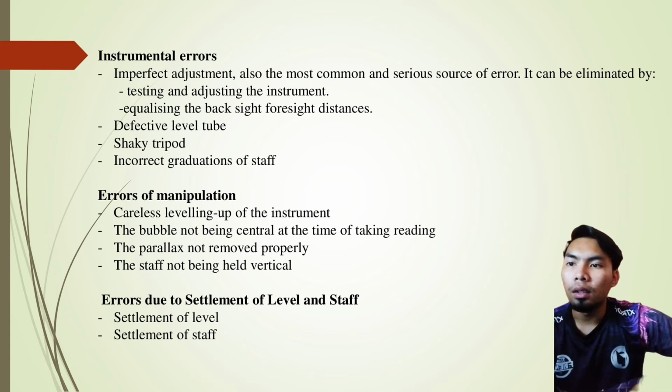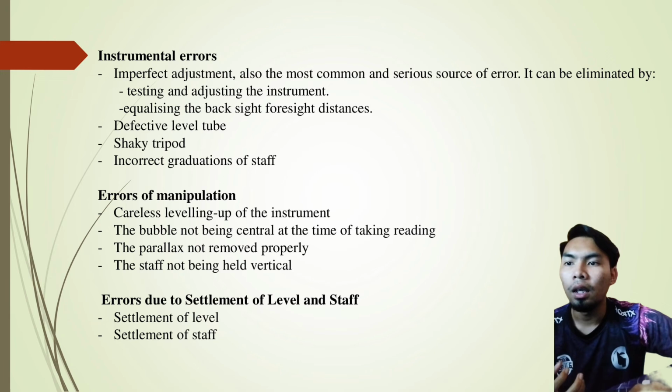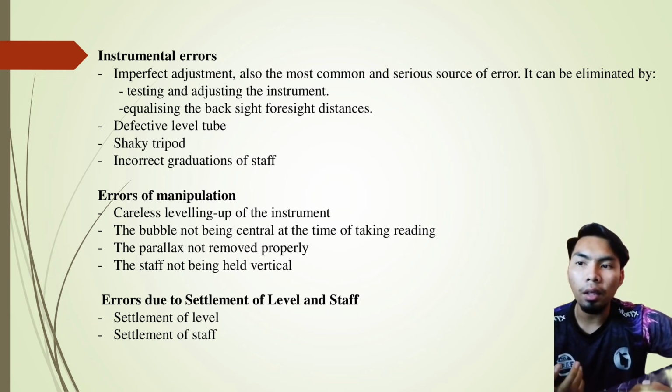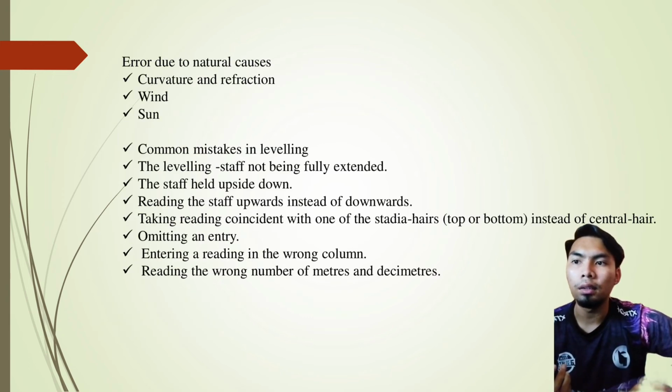Errors of manipulation: careless leveling up of the instrument, the bubble not being centered at the time of taking reading, the parallax not removed properly, and the staff not being held vertical. For errors due to settlement of level and staff, there are 2 problems: the settlement of the level and the settlement of the staff. Then errors due to natural causes: the curvature and refraction, and the wind and sun can cause error in the leveling project.